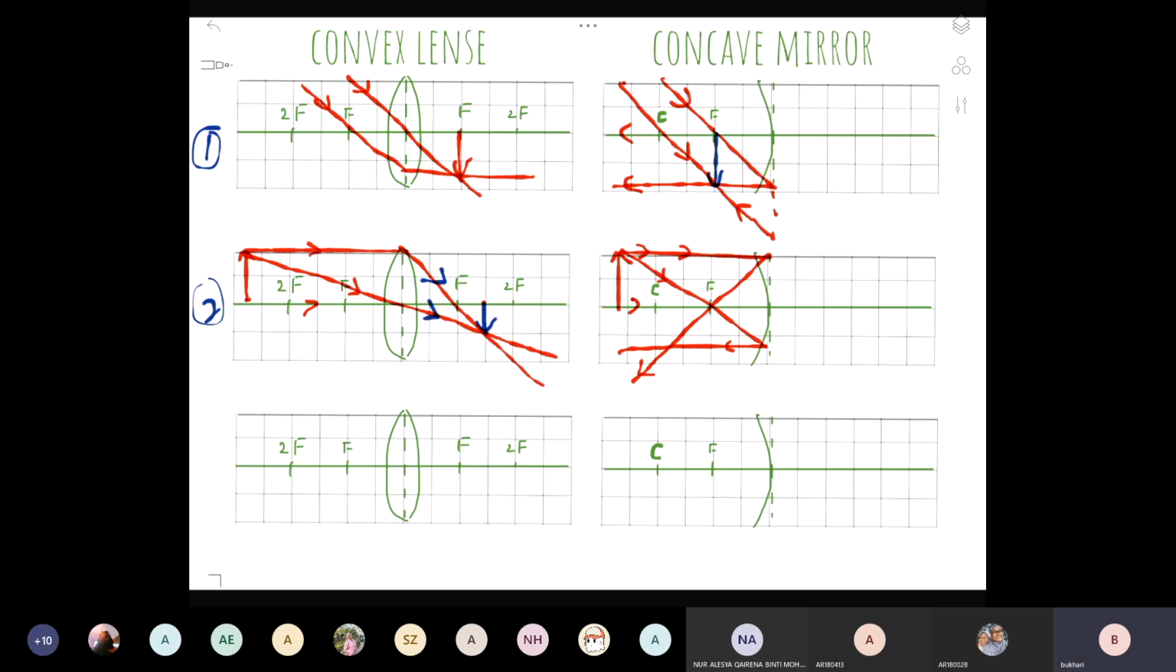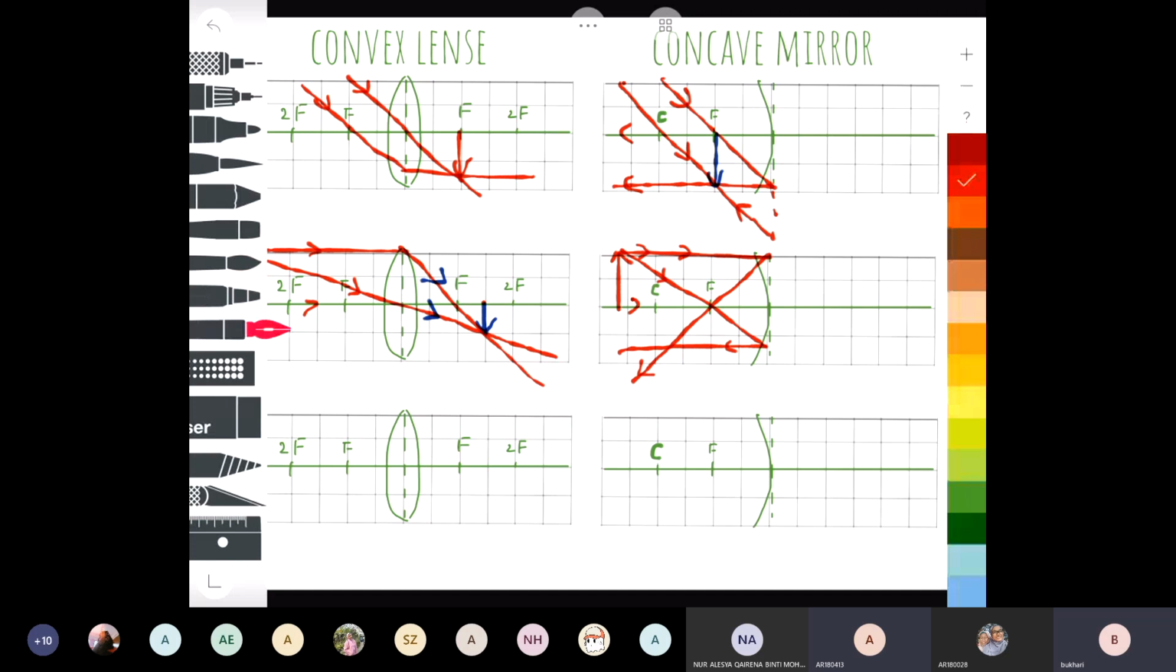So where is the intersection? Can you see the intersection? It is beyond the center of curvature, between C and F. You can see that? Between C and F. So here is the image. Can you see that? Okay. Yes.